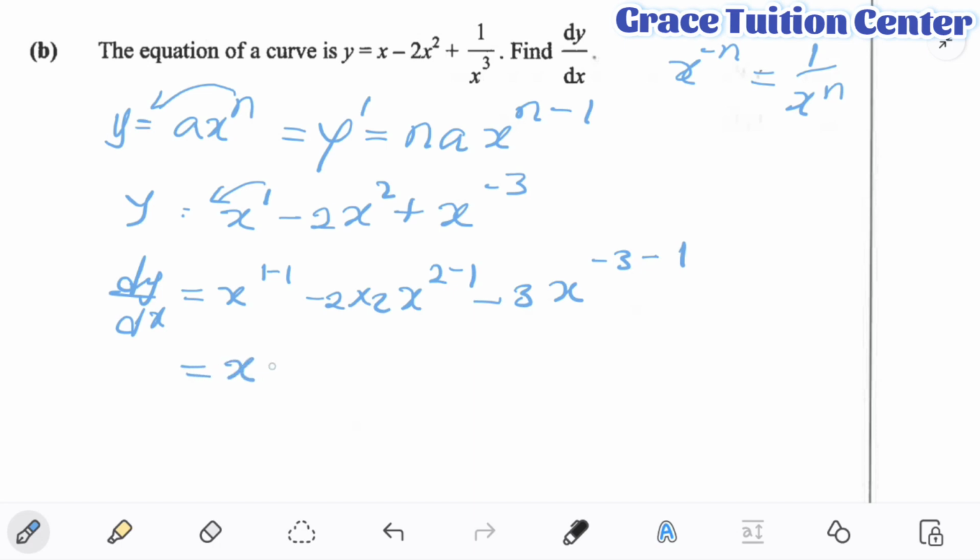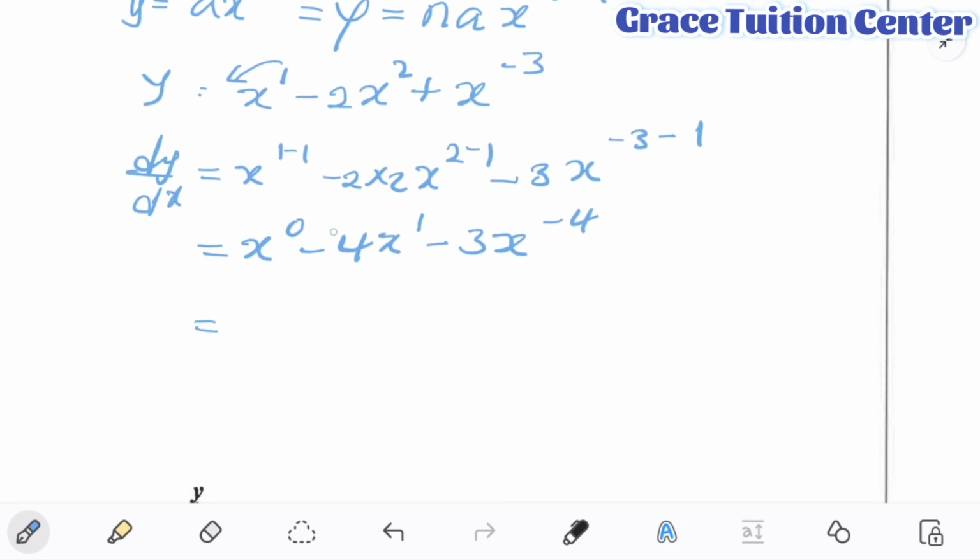What do you get? This is x to the power 0. This is negative 4. Then x, 2 minus 1, 1. Then we have a minus 3, right? x to the power negative 3 minus 1 is negative 4. If we go ahead and simplify this, what are we going to have? Any number to the power 0 is 1. So minus, this is just 4x. Power 1 is just the same as not writing the power.